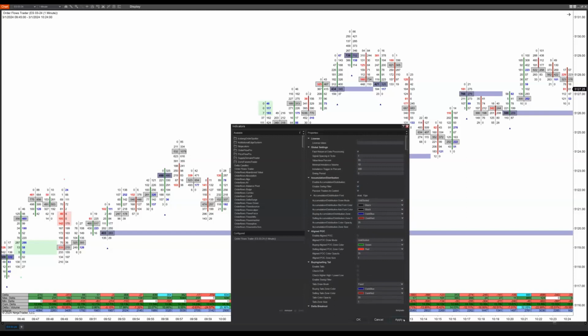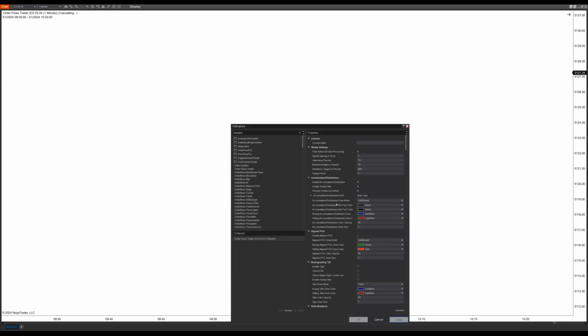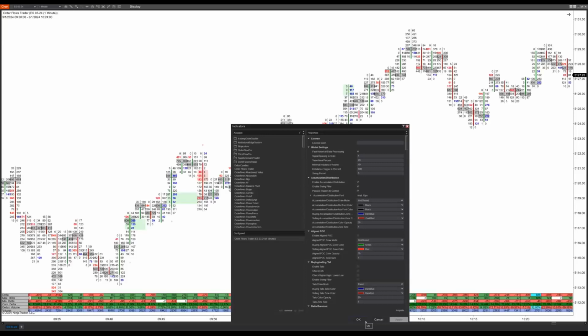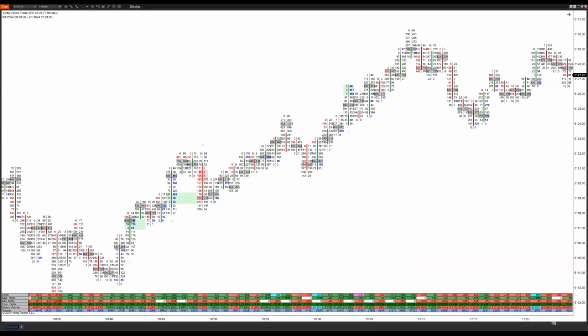If you were to enable that swing filter on accumulation distribution, the swing filter will filter out everything else that's not coming in at a swing high or a swing low. Okay, so if you see accumulation and distribution, now you see practically none.